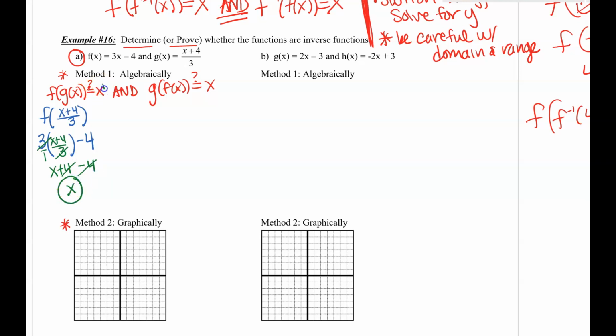That is what I wanted. So this checks f of g of x is equal to x. But I can't stop there. It has to work in both directions. So I now need to check g of f of x.